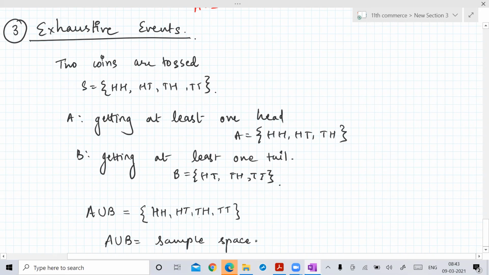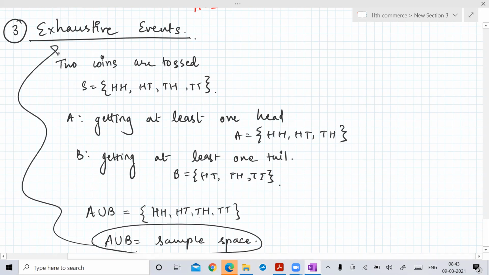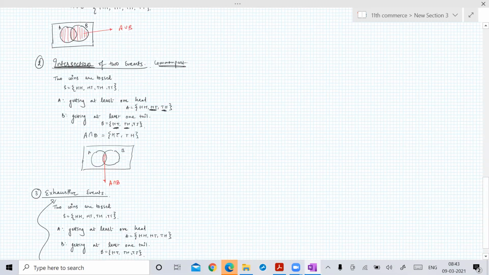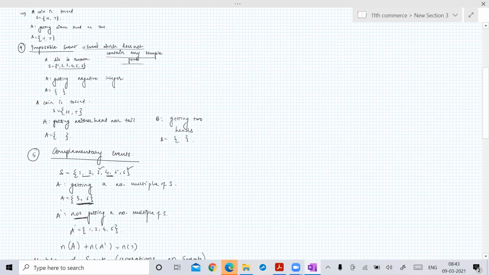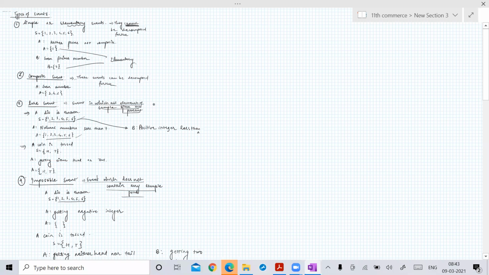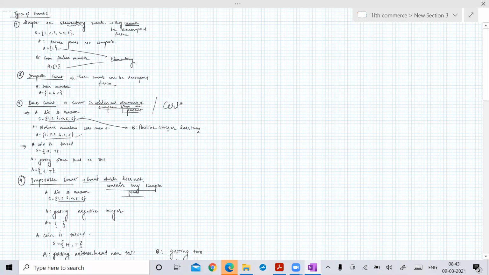A union B is what? The complete sample space. So whenever A union B is equal to the complete sample space, the two events are exhaustive events. Now you will ask, then what is the difference between certain event and exhaustive event? See, certain and sure event. What was a sure event? A sure event is also called a certain event. We can call it certain events also.